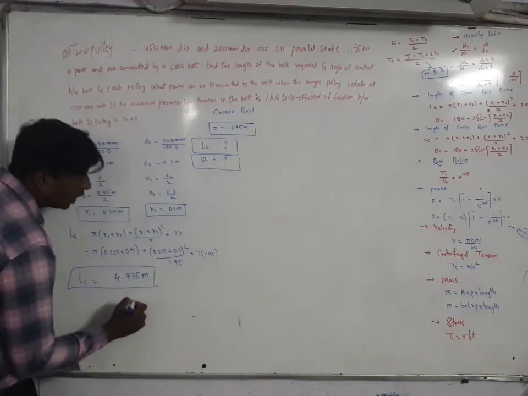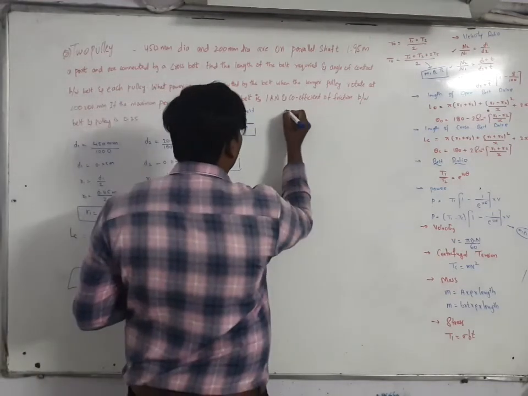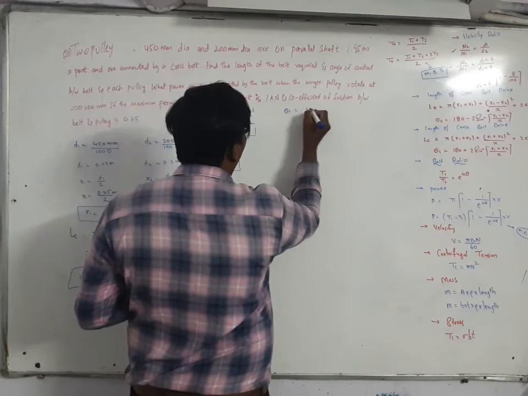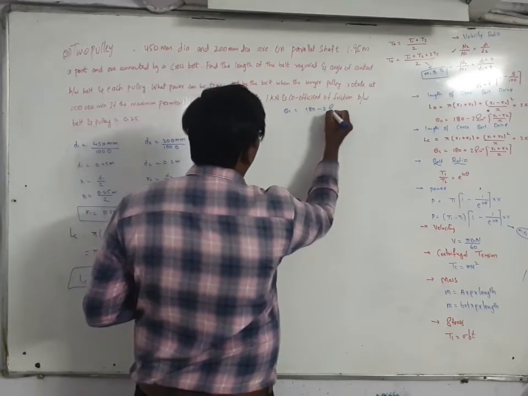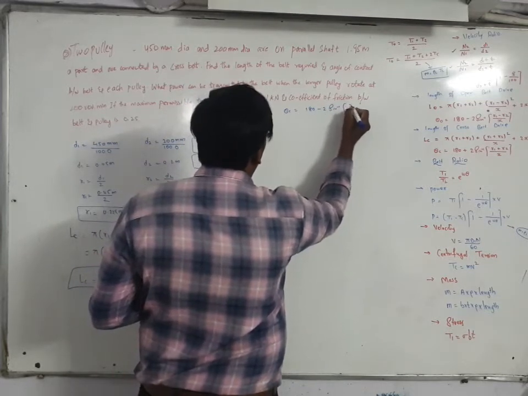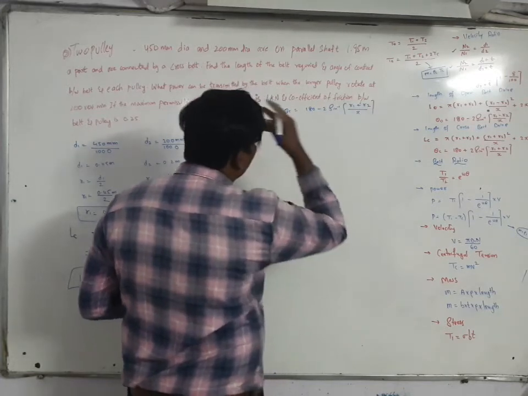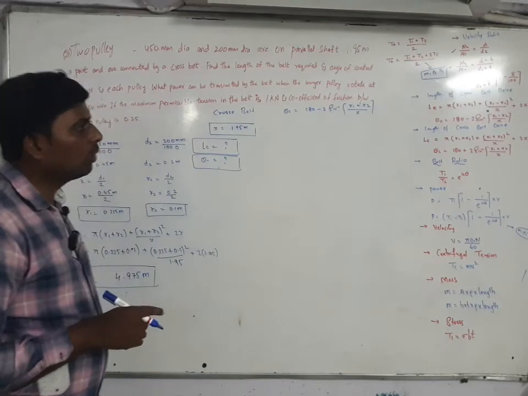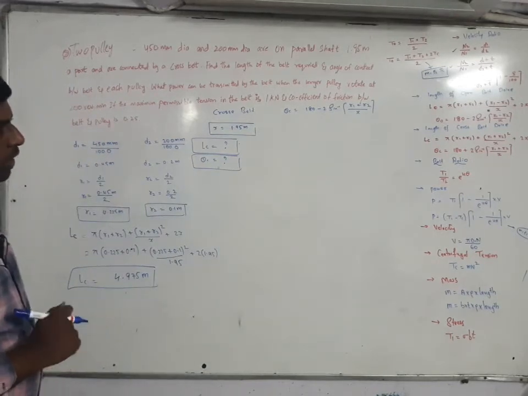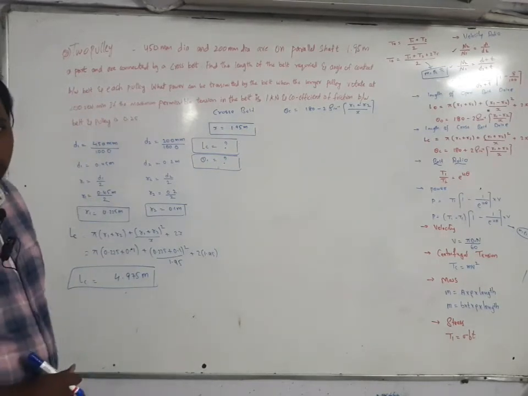Next one, you have to find out the value of theta. What is the formula for the cross belt? The formula will be 180 minus 2 sine inverse of (r1 plus r2) by x. This is the formula for finding theta.